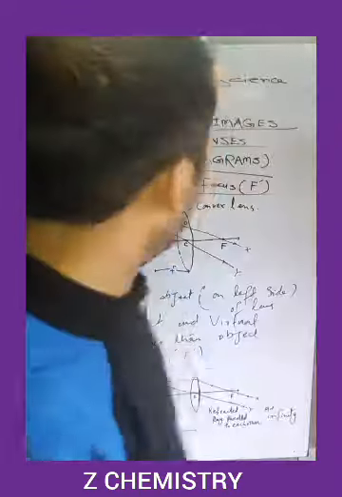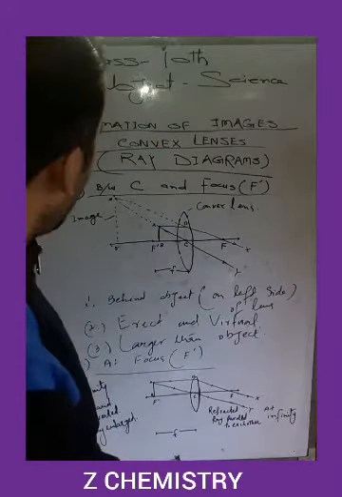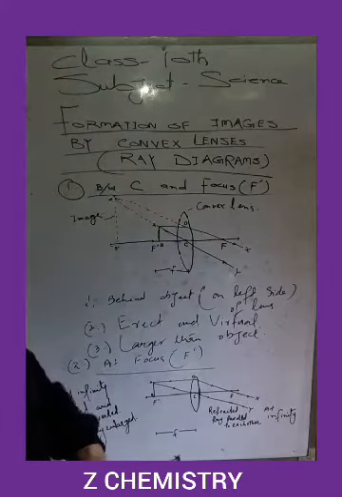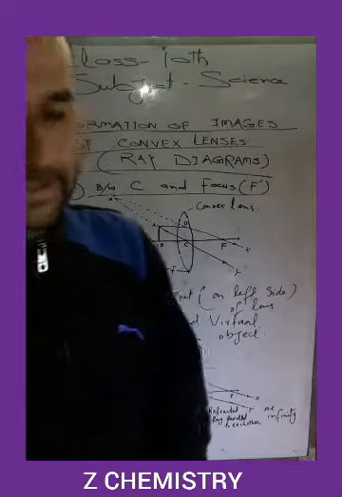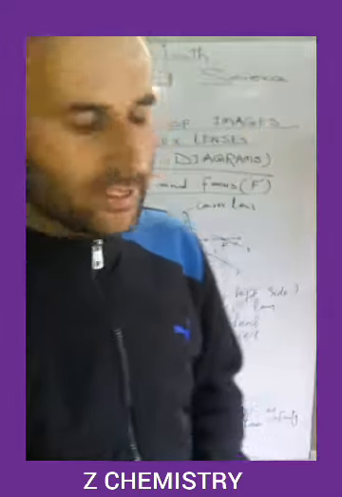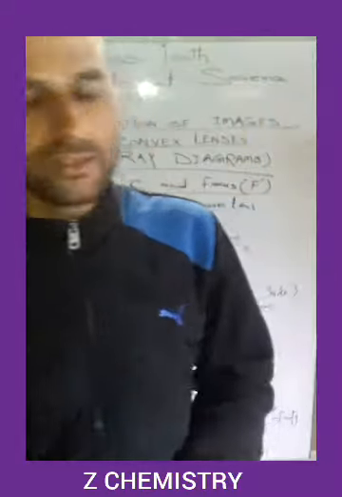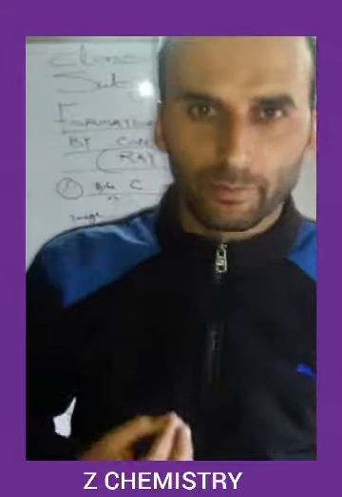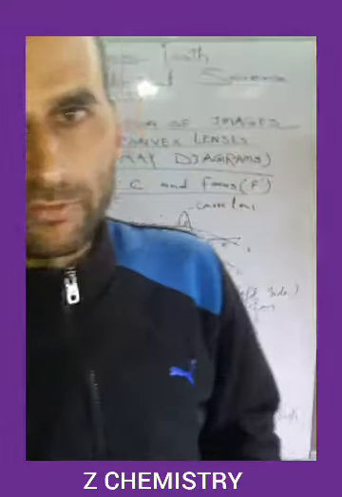Today's topic is about the formation of images by convex lenses. Or rather, we can state that today we will discuss ray diagrams of convex lenses. In this topic, we go through the nature, size, as well as the position of images formed when an object is placed at different positions in front of the convex lens. Let us start with our topic.